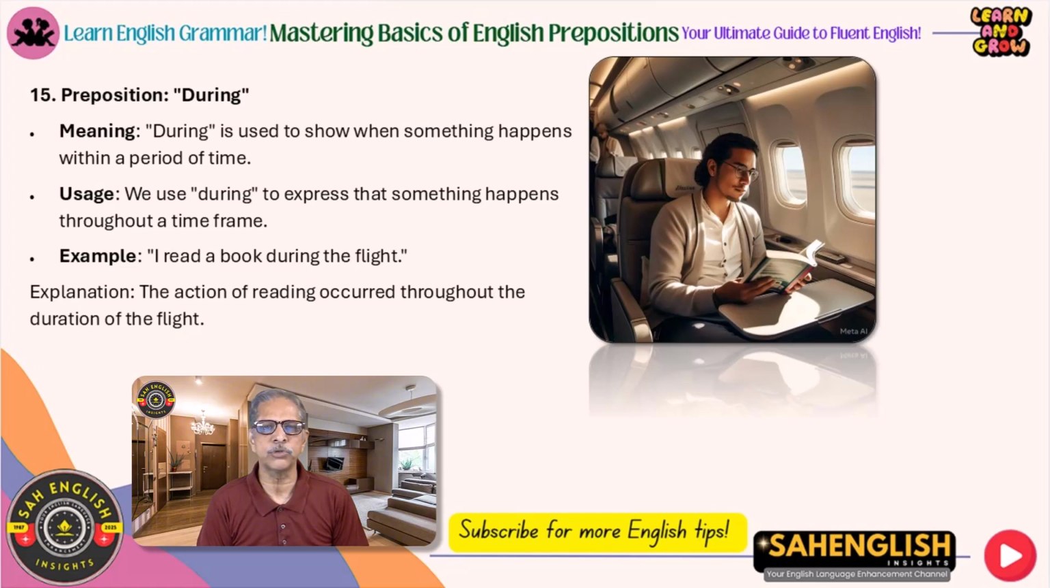15. Preposition during. Meaning: during is used to show when something happens within a period of time. Usage: we use during to express that something happens throughout a time frame. Example: I read a book during the flight. Explanation: the action of reading occurred throughout the duration of the flight.